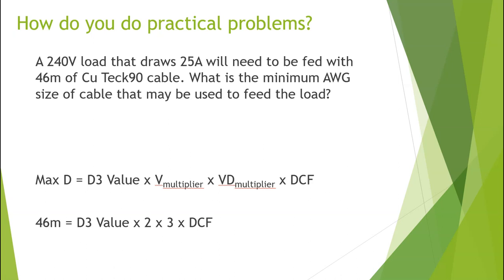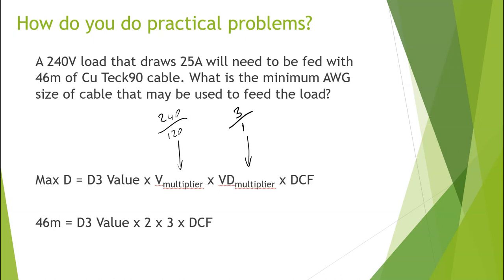When we take a look at the voltage multiplier, that we can solve right off the top because we know that we have a 240 volt circuit and Table D3 is based on 120. So we would have a voltage multiplier of 2. Likewise, we can solve for the voltage drop multiplier. By code, we are allowed 3%, Table D3 is based on 1%, and therefore we would have a 3 as our voltage drop multiplier.